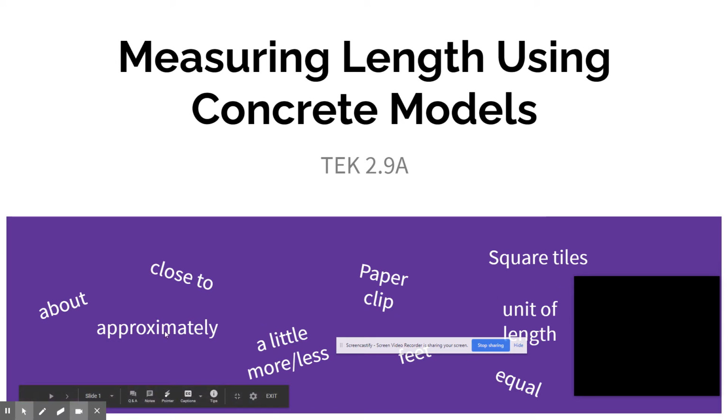And then we have other words like approximately or close to, about. Those are because we're not using actual units of measurement. We are using concrete models. So it has to be labeled, and we have to be freely using these terms so that we're trying to be as specific as possible.